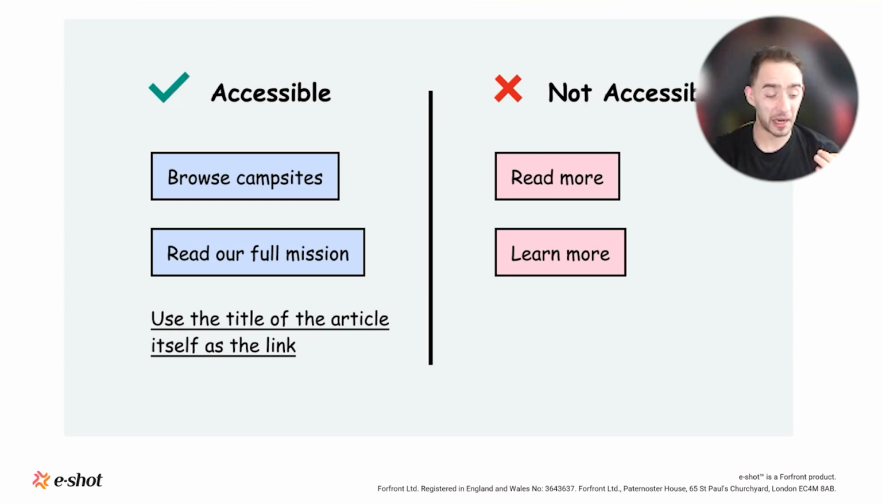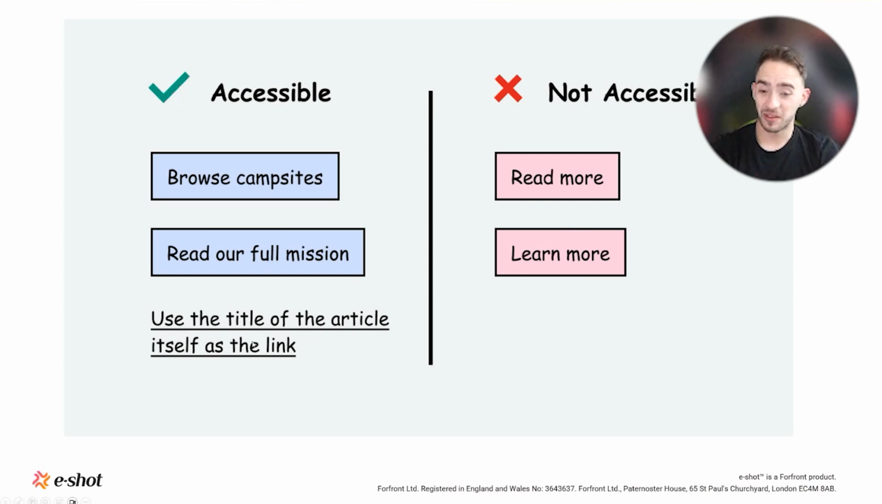I can't see the email. I can't see what's in front of me. I'm using a screen reader, right? So if I'm seeing read more, I'm going to assume it's to do with the article above, but I also don't know where it's taking me. Where on your website am I going to read more? Is it about to open an article? Is it about to take me to a page where I must fill something in? Is it about to take me to an event? You have no idea. But if you say browse campsites, read our full mission, or sign up for the event in London, it's much clearer and offers people a destination, so they can see where they are going.